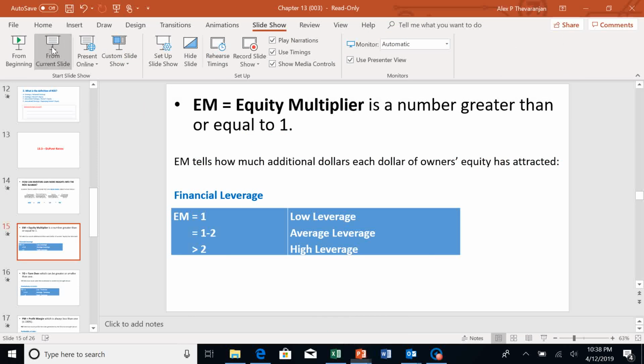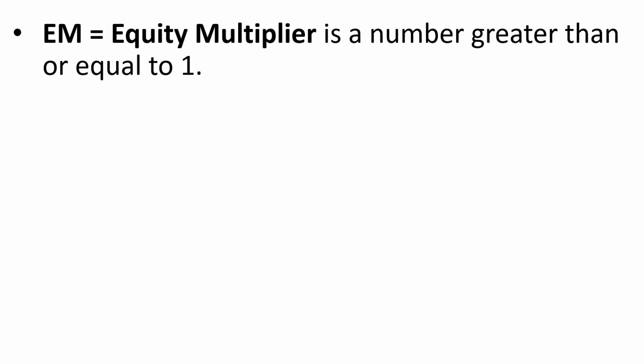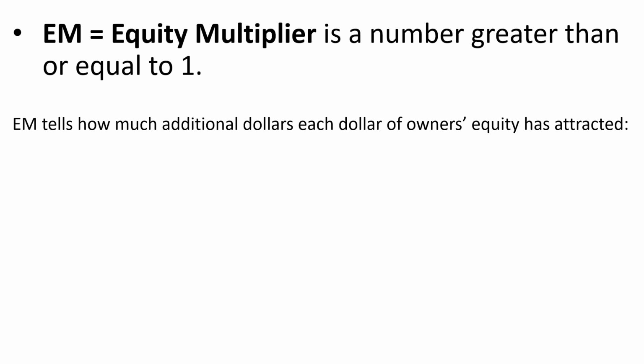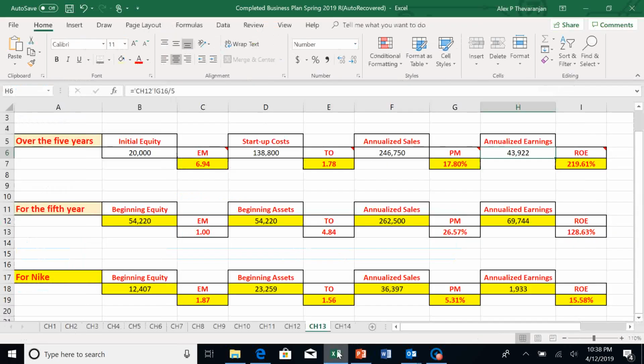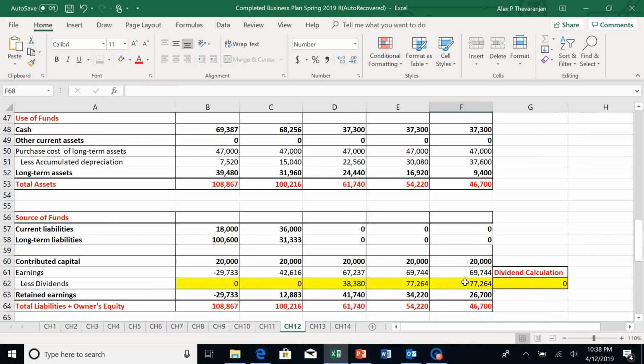So equity multiplier, EM, is a number greater than or equal to 1. Equity multiplier tells how much additional dollars each dollar of owner's equity has attracted. If your assets are more than the owner's equity, like if you come here, now the end of 4th year, you find your assets are the same as owner's equity because there is no liability. But when you come to the 1st year, you have assets worth 108,867, but your owner's equity is actually negative.